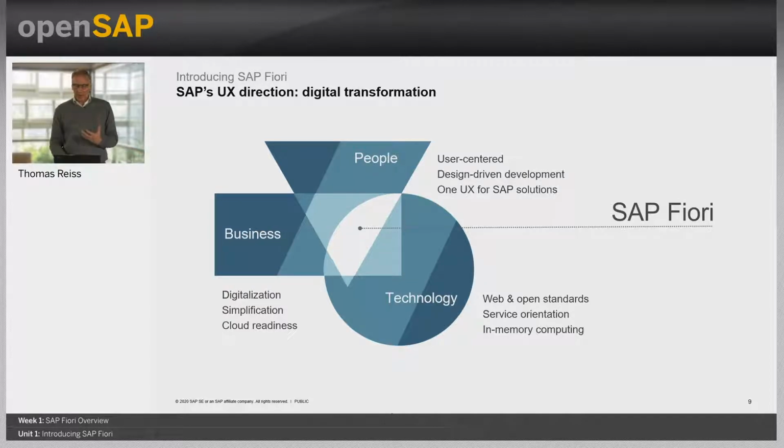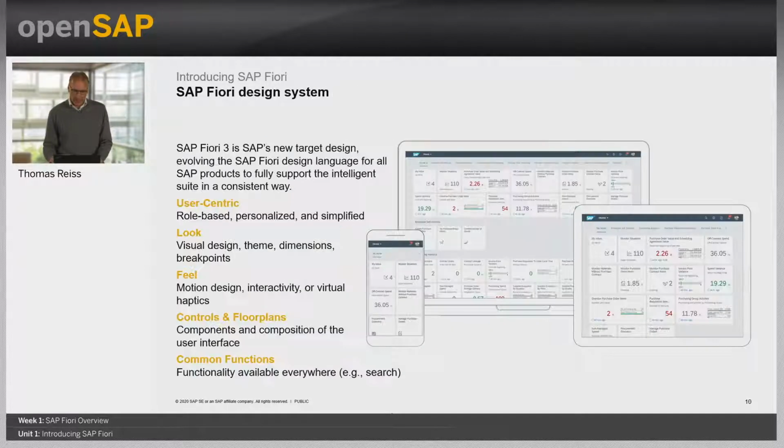So we have the user-centered design approach, we have design-driven development. So first of all, we have to make sure we've looked at or interviewed end users, done the design, and then do the development. And we have the one user experience across all of the SAP solutions. So the Fiori design system, basically we've now evolved to Fiori 3. It's a new target design for all of our products. So it's an evolution of the SAP Fiori design language to support the intelligent suite consistently.